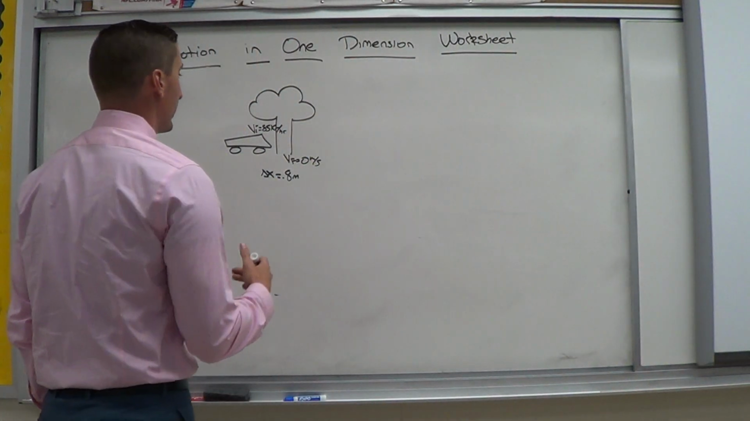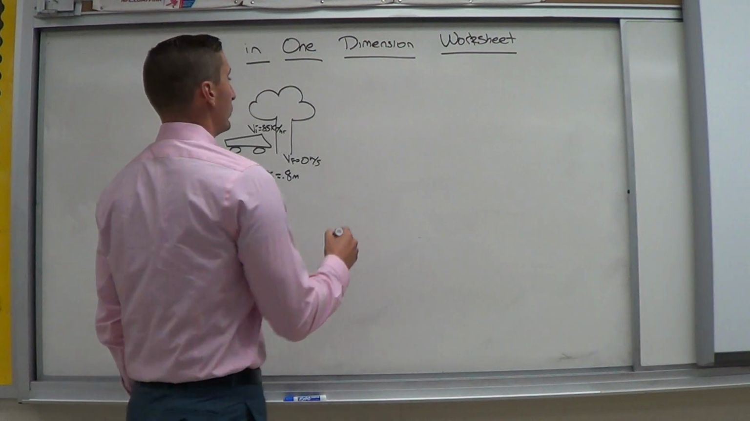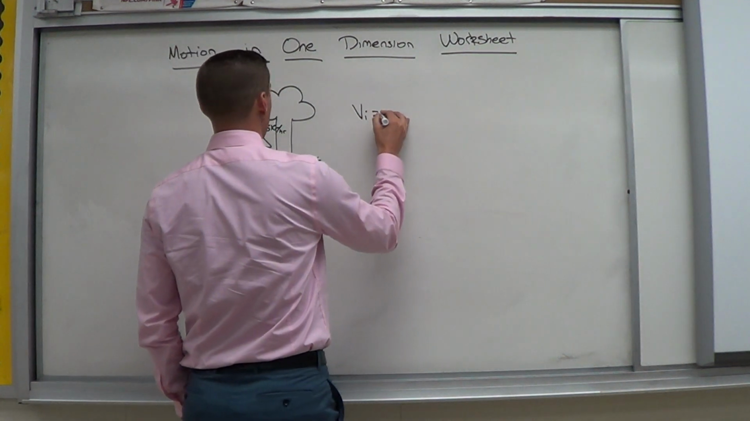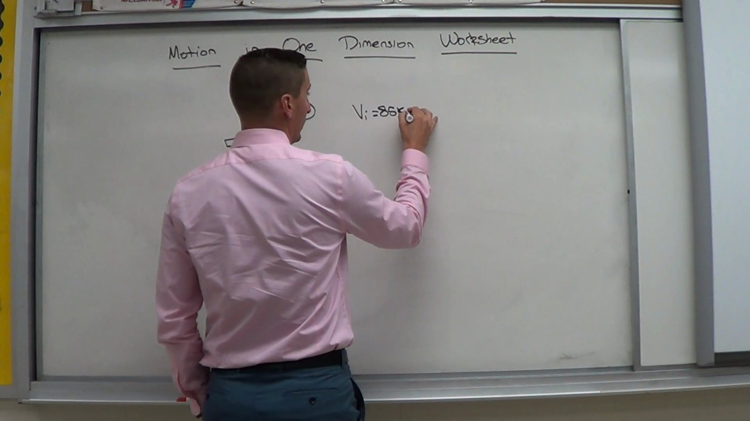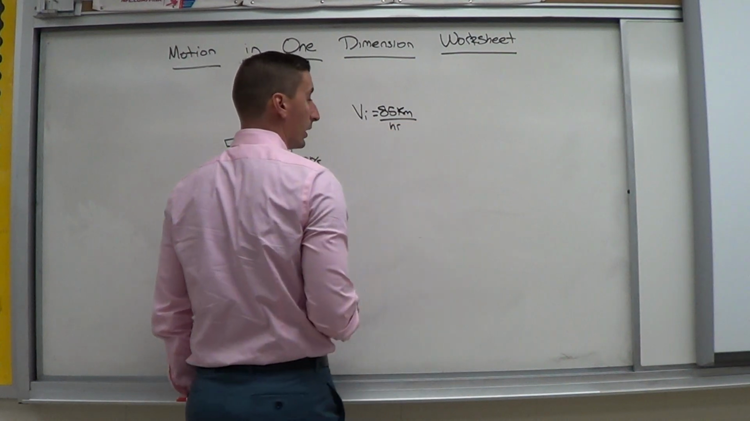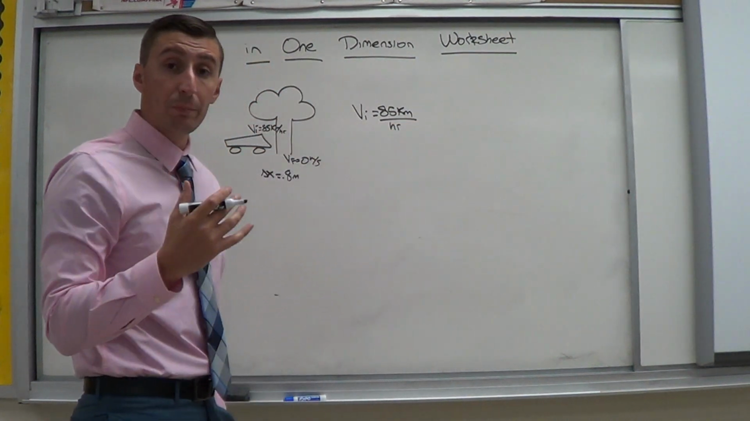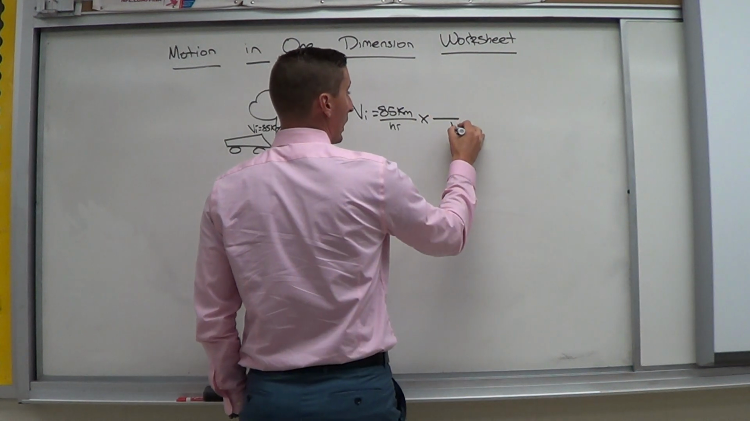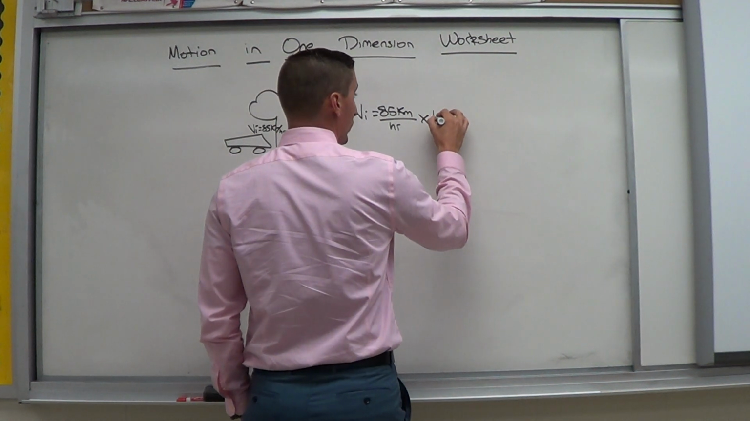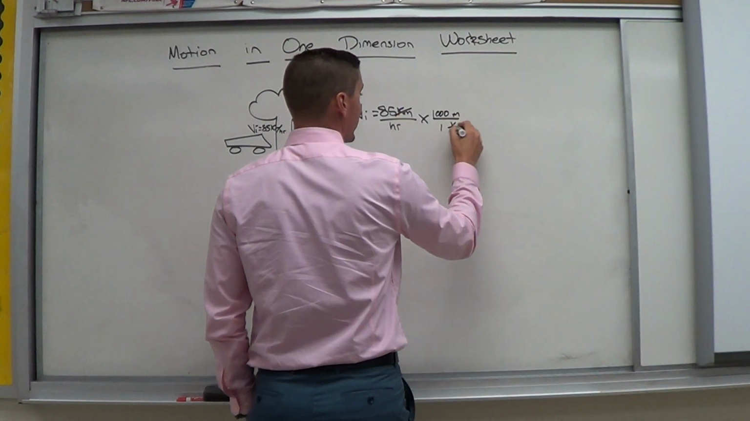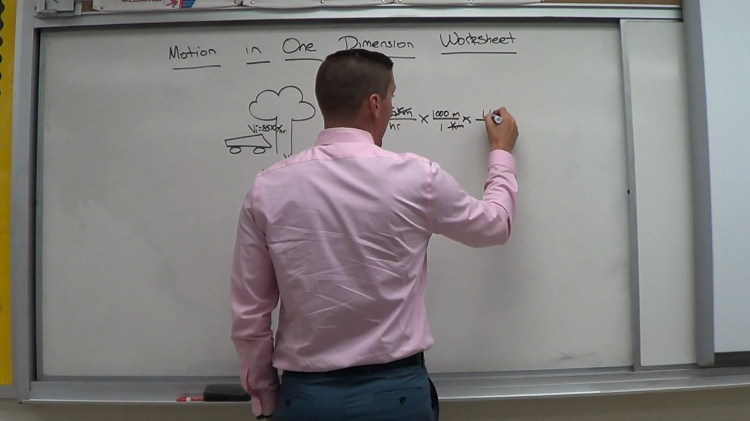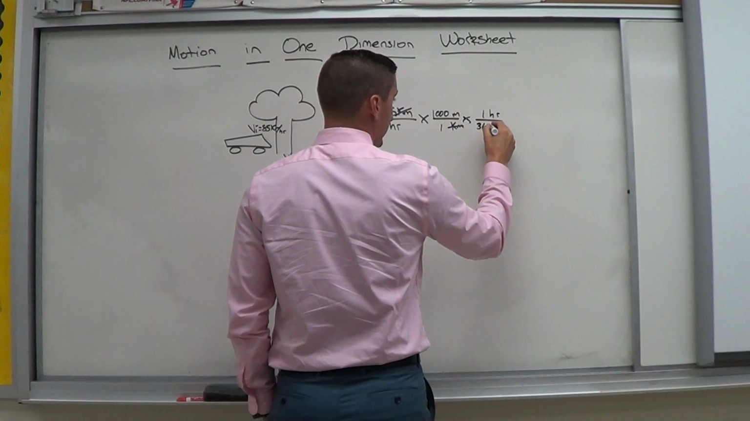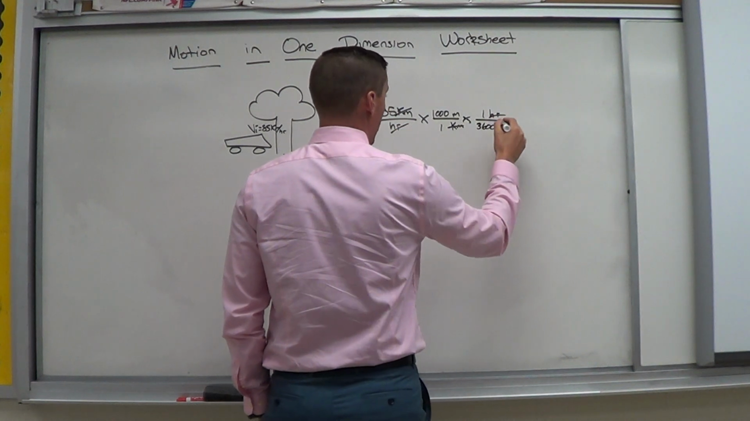So what I would do here is, again, list my variables I know. VI is 85 kilometers per hour. Again, notice that this is not in base units. We have to change this. Change it real quick. Kilometers to meters, 1,000, kilometers cancel out. 1 hour, 3,600 seconds, hours cancel out.